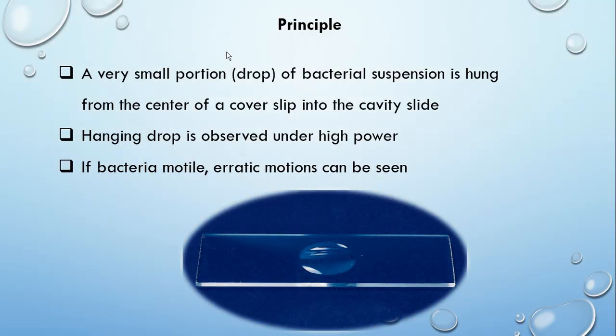Principle of the test. A very small portion of bacterial suspension is hung from the center of the cover slip into a cavity slide. The hanging drop is observed under high power. If bacteria are motile, erratic motions can be seen.